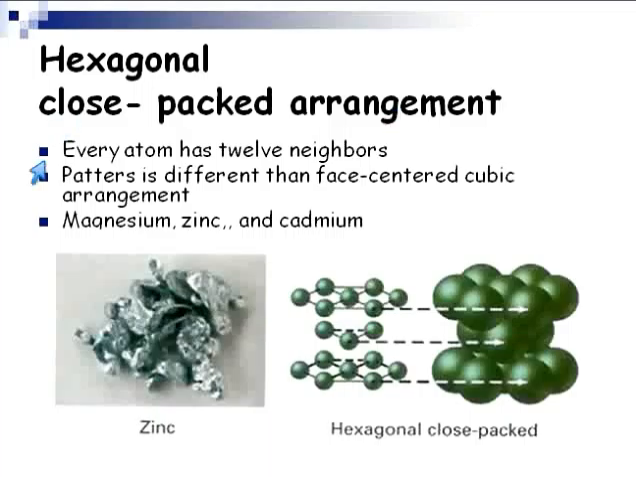And the last is hexagonal close-packed arrangement. Every atom has 12 neighbors. The pattern is different than the face-centered cubic arrangement. Examples would be magnesium, zinc, and cadmium. If you look here, you see this pattern on the bottom, and then a pattern in the center sits in the center here, and then this pattern on top. It alternates with 7 atoms, and then 3 atoms. So 7 atoms, 3 atoms, 7 atoms. And this is called hexagonal close packed.